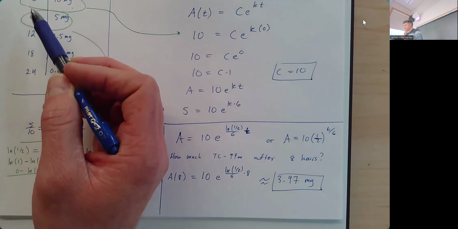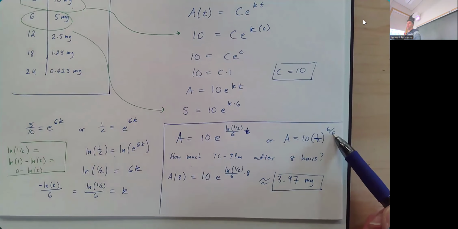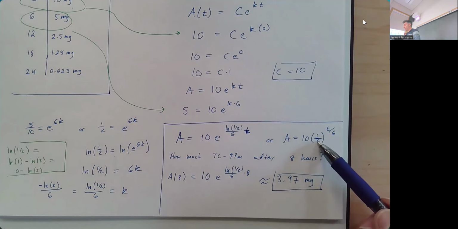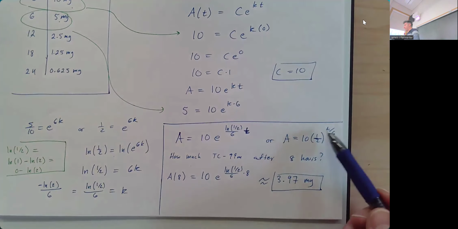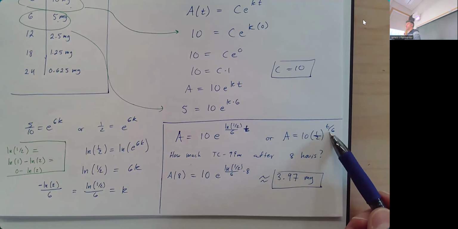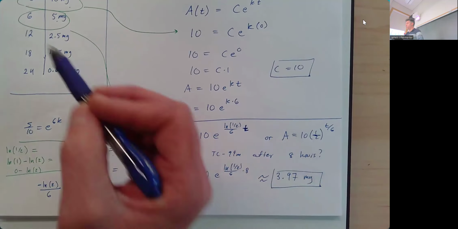When t equals 6, 6 divided by 6 is 1. 1/2 to the first is 1/2. 10 times 1/2 is 5. When t equals 12, 12 divided by 6 is 2. 1/2 squared is 1/2 times 1/2, which is 1/4. 10 times 1/4 is 10 over 4, which is 2.5.